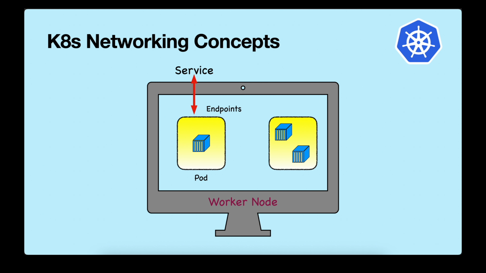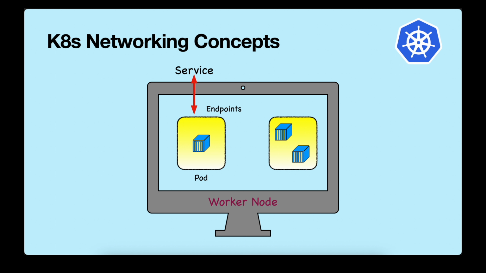So first we have these three things: pods, endpoints, and services. I will cover in brief what these are because I have covered them in a separate video, which you can check from the I button. Pods are the basic unit of deployment in Kubernetes. Pods contain one or more containers.